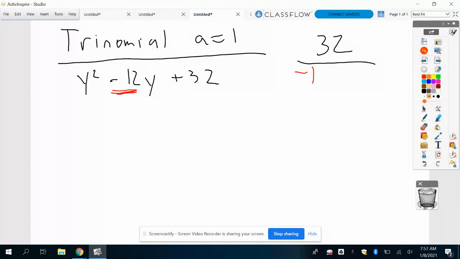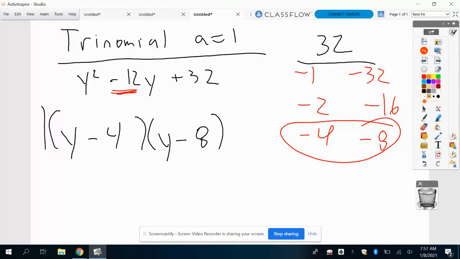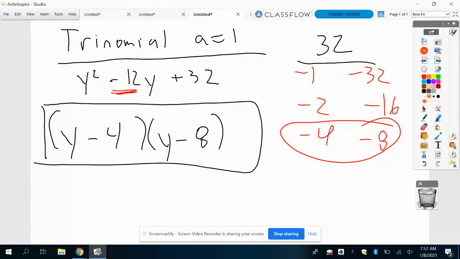So we've got negative 1, negative 32, that's not negative 12. Negative 2, negative 16, that's not negative 12. We've got negative 4 and negative 8. There we are, those add to negative 12. So our two factors are y, we take that y, put it in front, and then the negative 4 and the negative 8. And there's our answer. So that's how we do problems where a does equal 1.